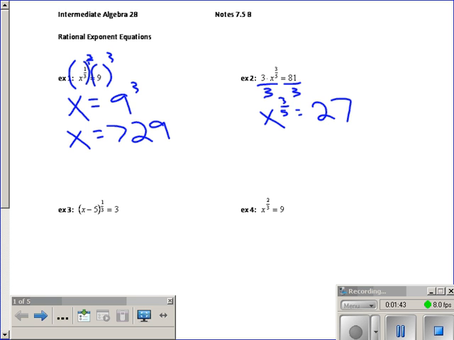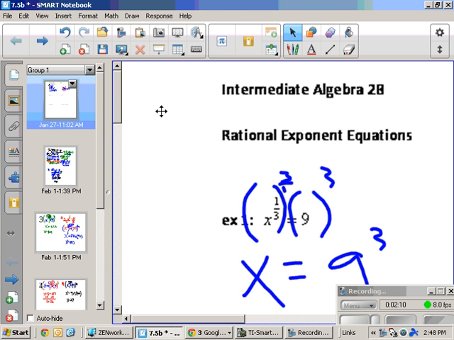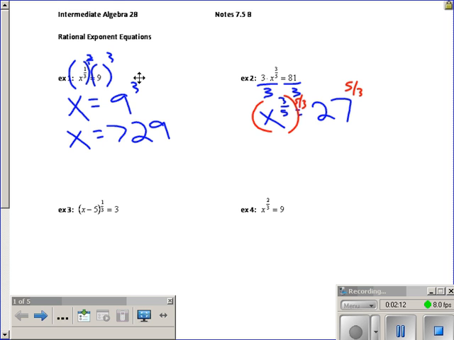Now, just like the last problem, we have the exponent by itself. We're going to multiply by that reciprocal, 5/3. So we're going to raise 27 to the 5/3 power. Again, you can use your calculator. And we're plugging in 27 to the, we want to use parentheses, 5/3 power, which gives us 243. So x equals 243.